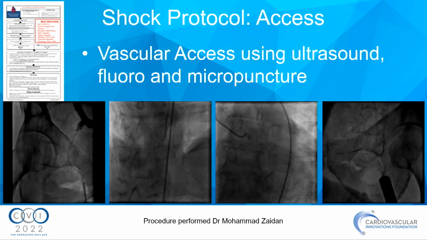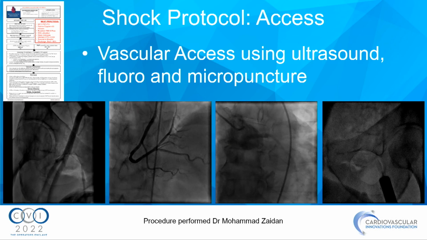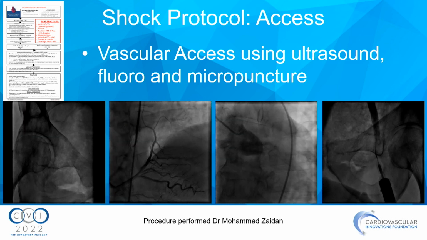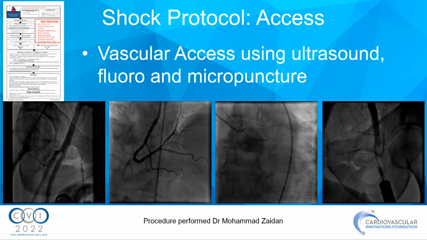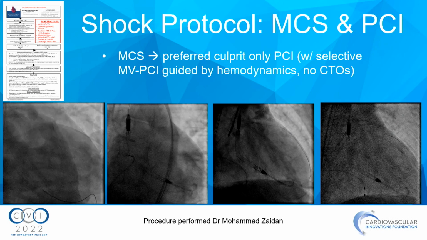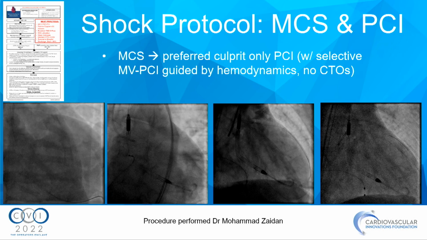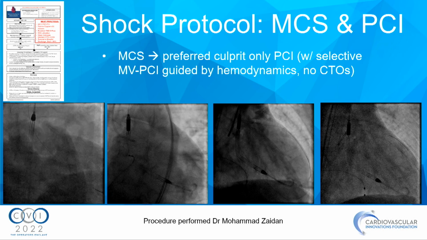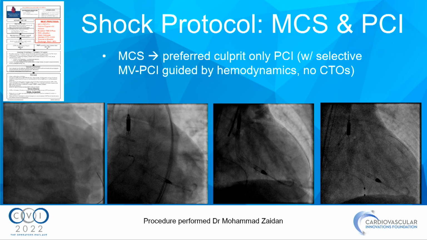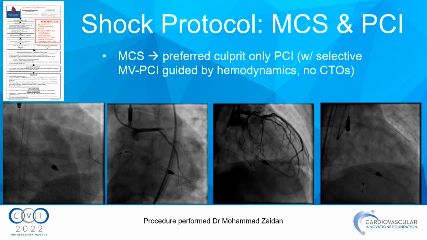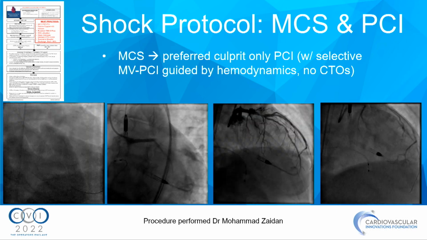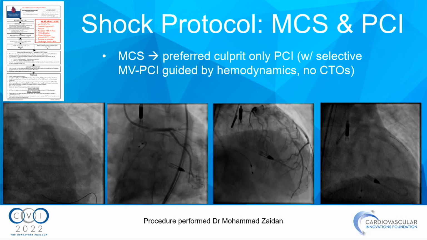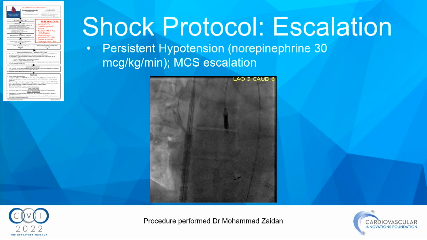We're going to make sure that we get meticulous access using ultrasound, fluoroscopy, and micropuncture. We take a quick angiogram, confirm that the LAD is occluded, get a second access, and then start making some decisions. Unfortunately, he has a cardiac arrest. He gets an Impella CP put in very quickly. It was being prepped on the table anyway. He gets a guide catheter up, wire down the LAD, a little bit of ballooning, a proximal stent, and has some no reflow down the LAD as well.